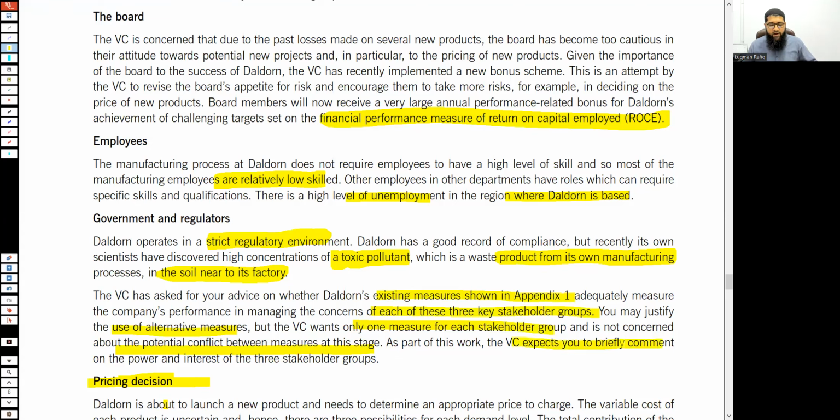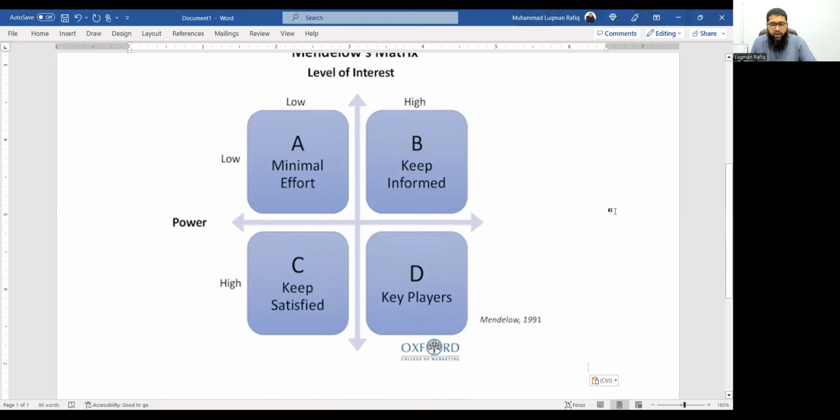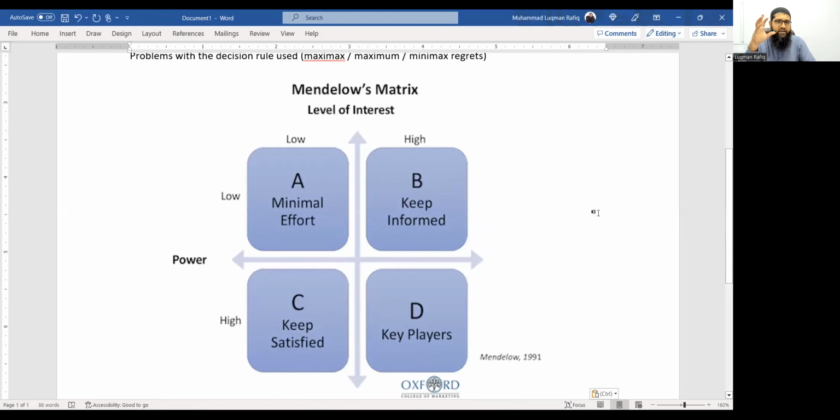As part of this work, VC expects you to briefly comment on the power and interests of the 3 stakeholder groups. That means he is in short asking you to comment on the Mendelow's stakeholder matrix. Now, before we proceed, I just copied one of the Mendelow's stakeholder matrix images so that I could discuss with you and give you a bit of guidance on what Mendelow's stakeholder matrix does. It's a matrix that classifies the stakeholders on the basis of their power and on the basis of their interest in the organization.